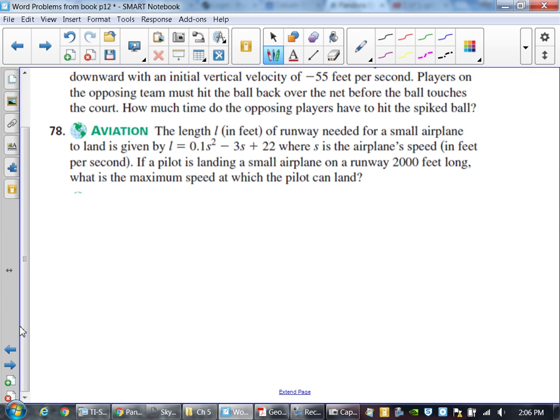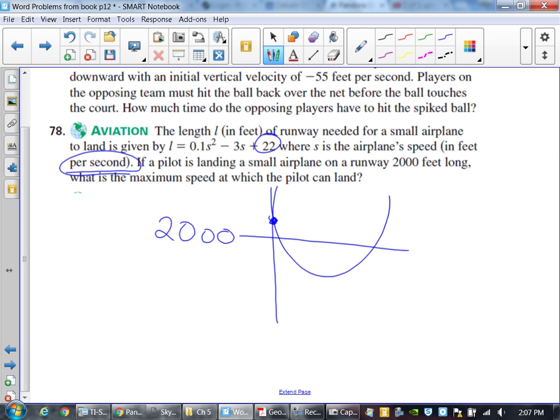Again, in this case here, if the pilot's landing a small airplane on a runway that's 2,000 feet long, what's the maximum speed that they can land? Well, you're looking in the table here for something to equal roughly 2,000. Now, it being a positive A value means it's doing this, which means our x-intercept is at 22. Is this in miles per hour? I don't know. So just write the number that it gives. Feet per second, speed in feet per second.